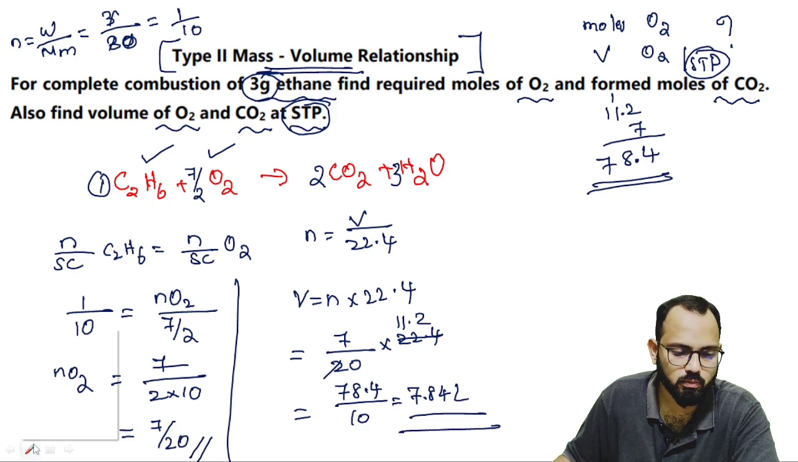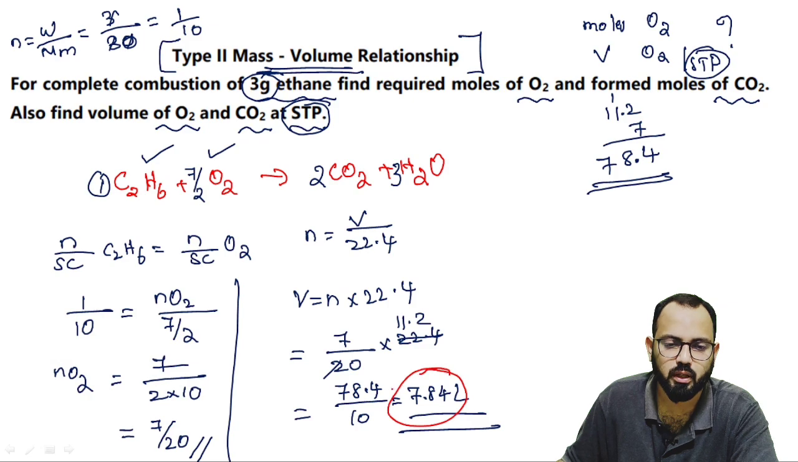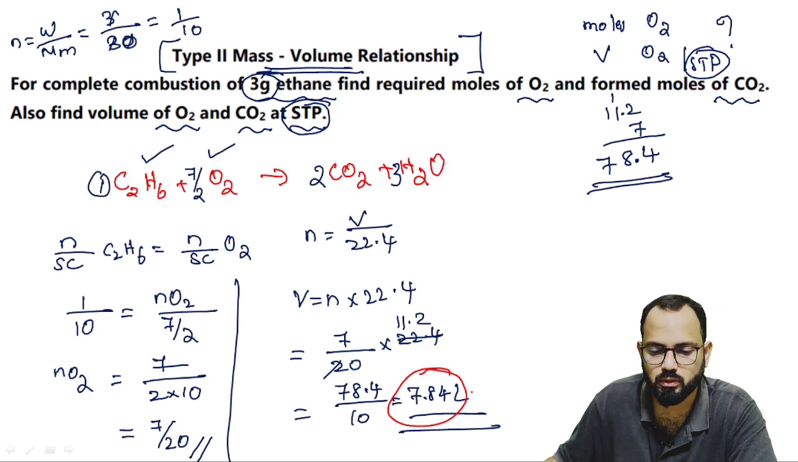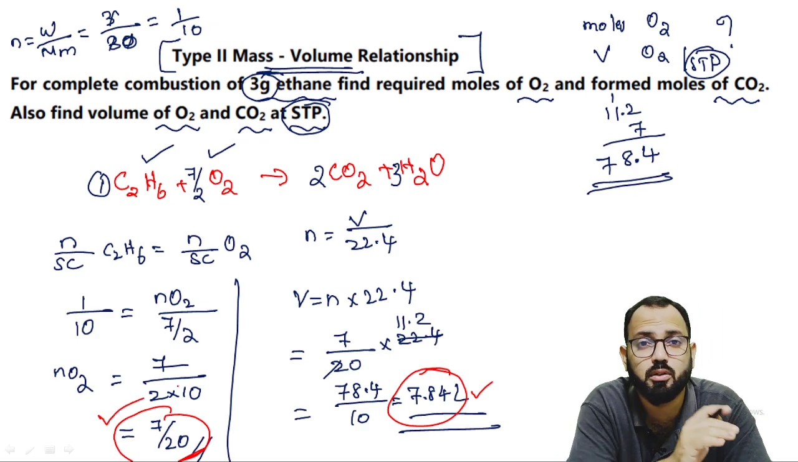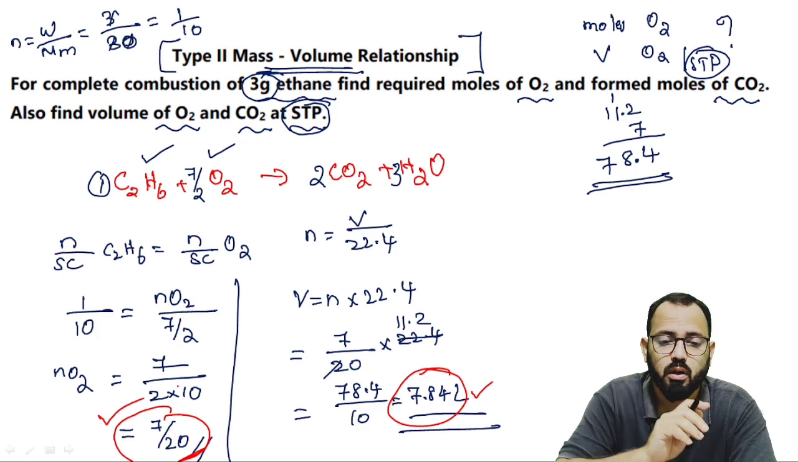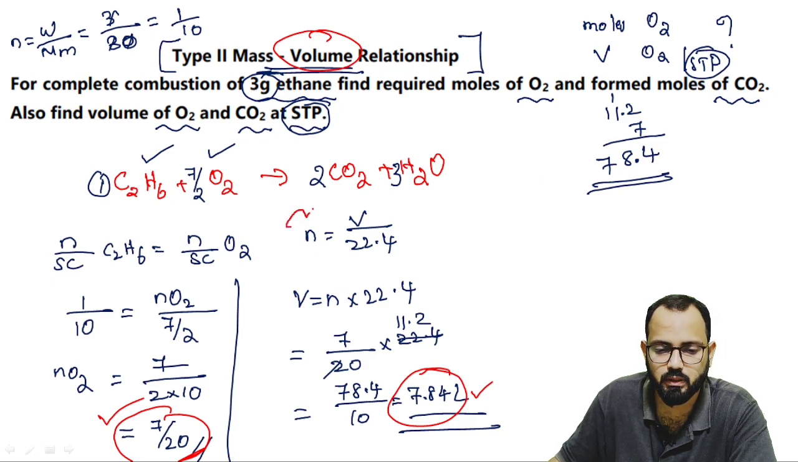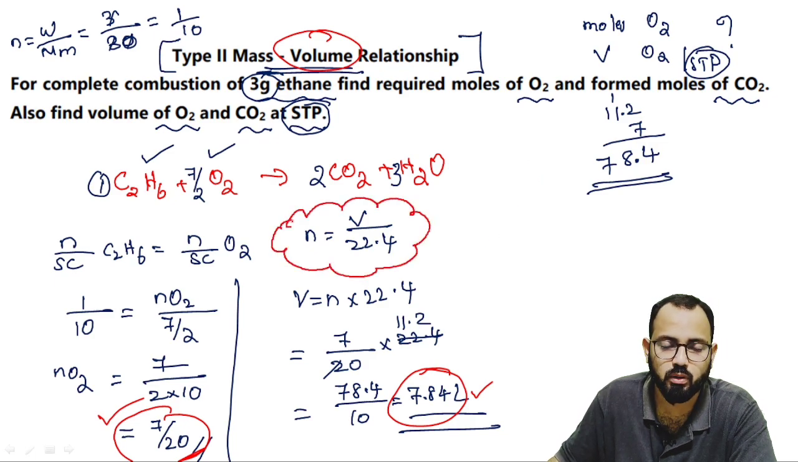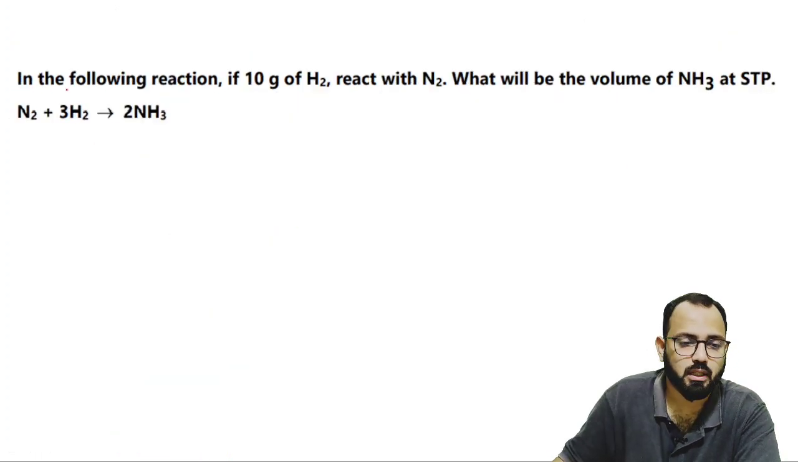So what is the volume? You got the answer. It's 7.84 liters. So the volume of O2 is 7.84 liters. Number of moles of O2 is 7 by 20. You can solve it like that. If they are giving mass and they are asking for the volume, mostly they will be asking the volume at STP. So the equation of volume at STP is n is equal to V by 22.4. Don't forget that.